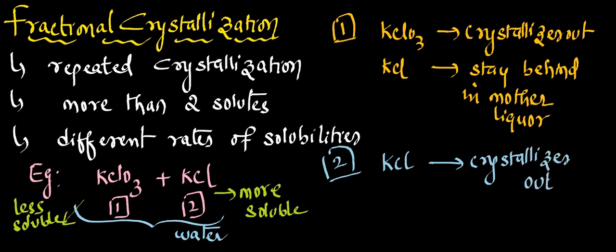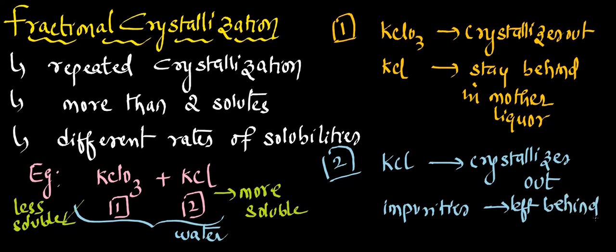And what about the impurities? Impurities stay back in the mother liquor. Impurities are left behind. So this is how we separate the different solutes present in the same solvent depending on the different rates of solubilities. The one which is less soluble will crystallize out first, and we have to repeat the same procedure. Then the other solutes also start crystallizing out, and finally the impurities are left behind.